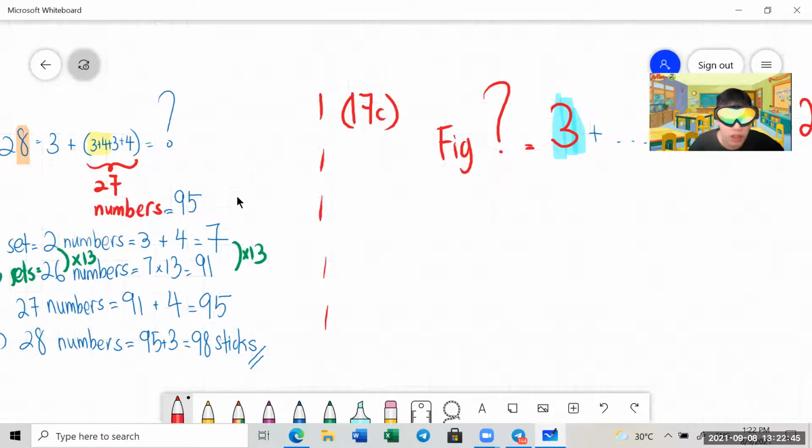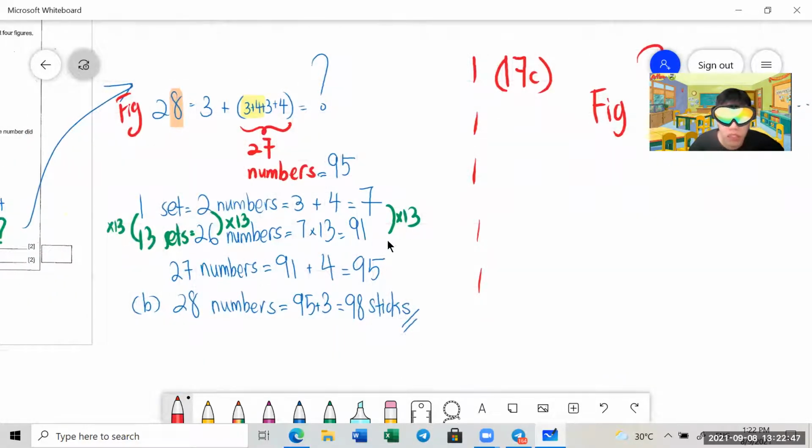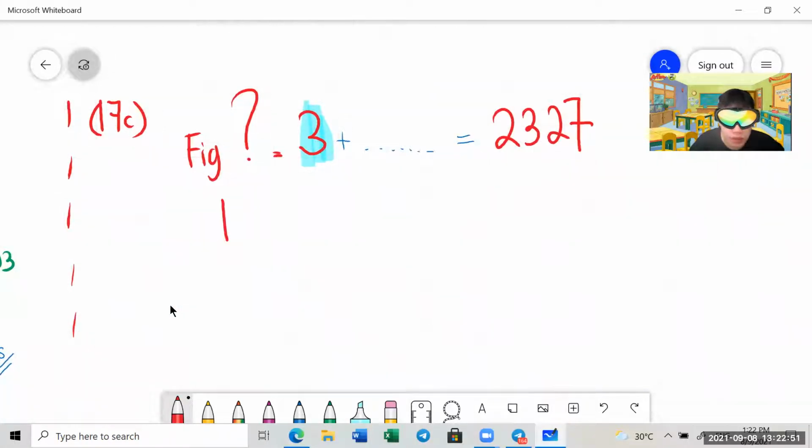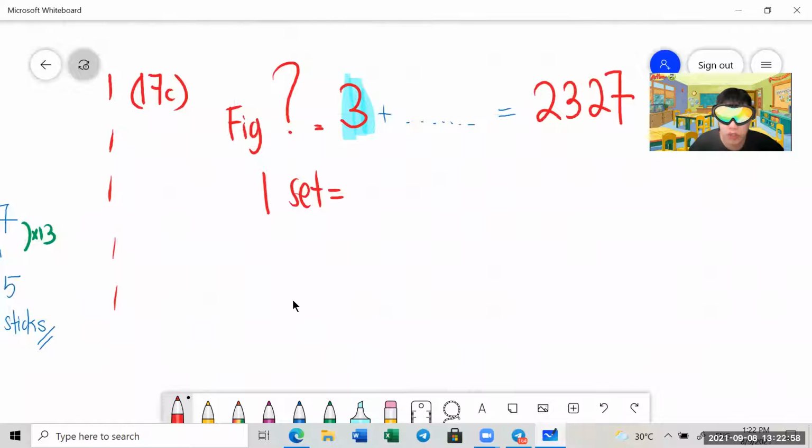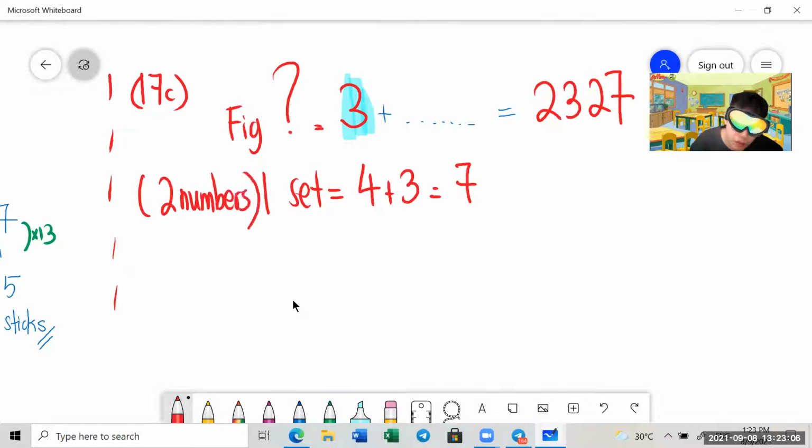Okay, it's really the same thing. Can you see this? Just now, we were trying to find the value. Now, they gave us the value. So, same thing, you write down one set equals to what? One set is equal to 4 plus 3 or 3 plus 4, up to you. It doesn't matter. This is 7, right? So 7 equals to how many numbers? 2 numbers. Okay, got it?